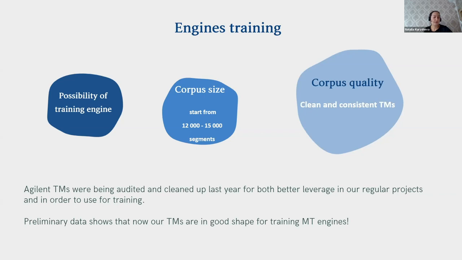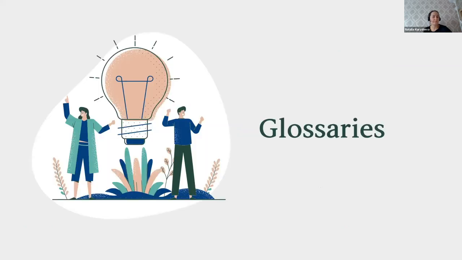So Agilent TMs were being audited and cleaned up last year. It was a big project for us, and the goal of the project was both to get better leverage for our regular projects and also to use these TMs for training. And now preliminary data shows that our TMs are in very good shape for training MT engines, and that's what we are going to do very soon.